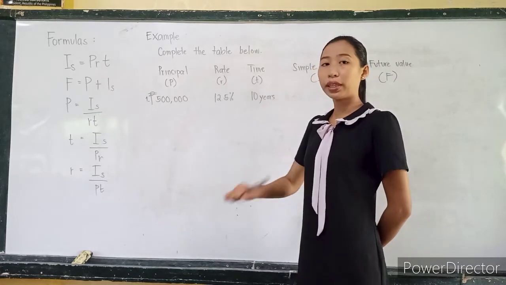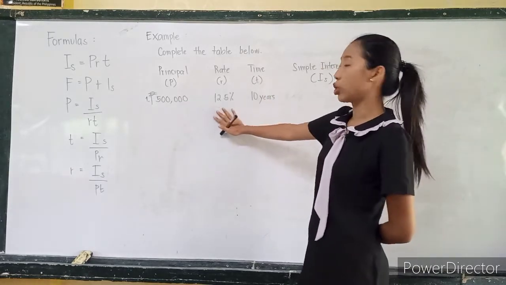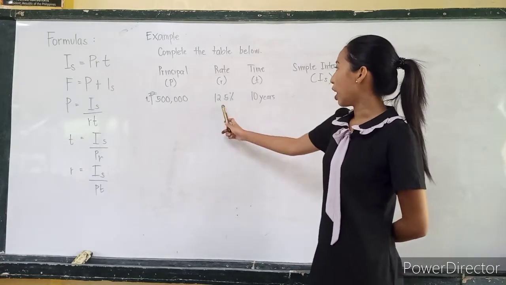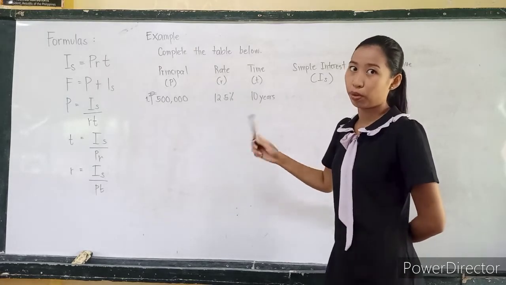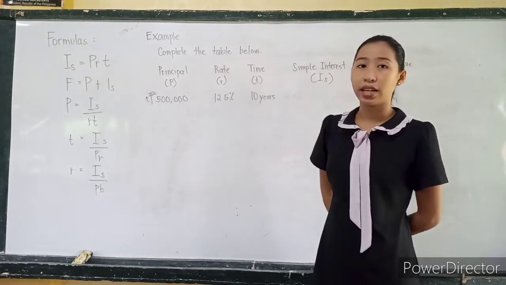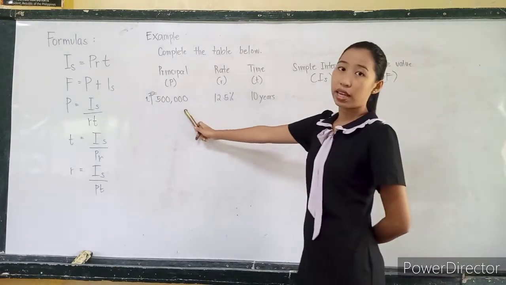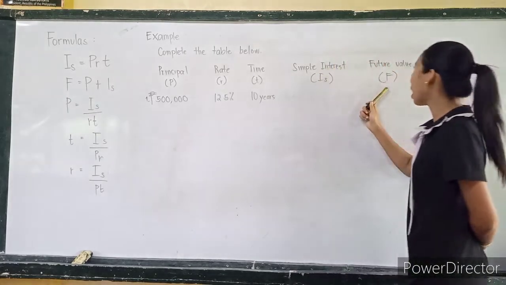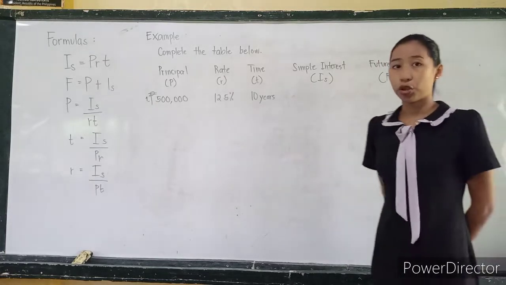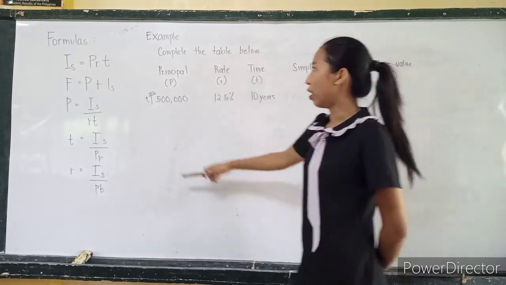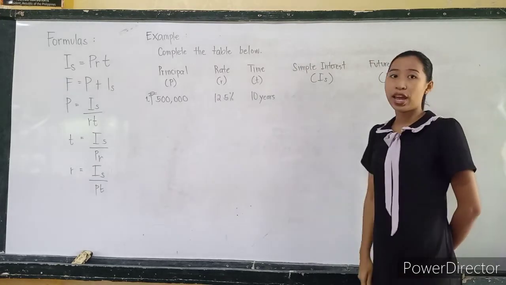Okay, so you don't know how much your interest amount is. All we know right now is the interest rate, which is 12.5%. And then the time: when you invest or borrow, you must return it within 10 years. So the question is, what is the simple interest of what you borrowed or invested? And then, how much will you collect or pay after that? That is your future value or F.